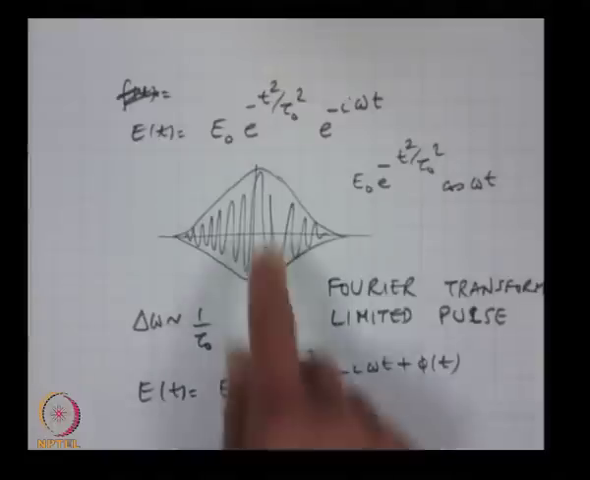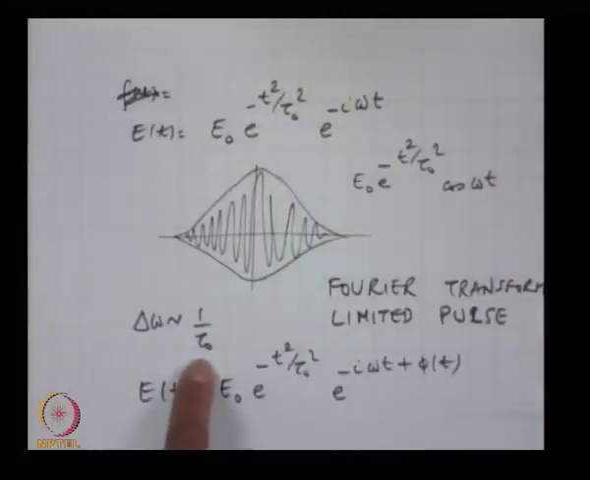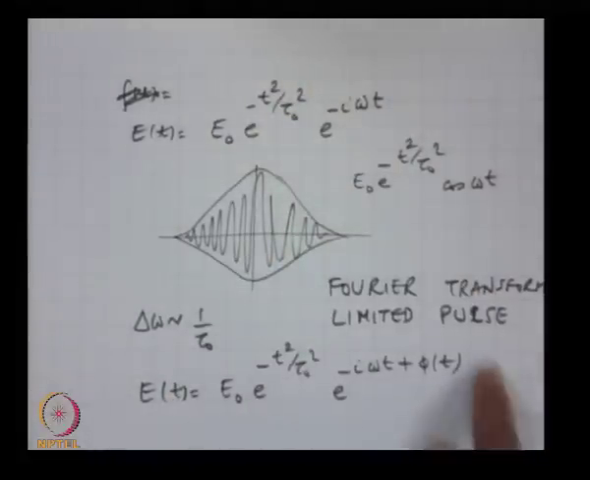If you take a Fourier transform of this, you will get a spectrum of the order of 1 by tau naught, width of the order of 1 by tau naught. If you take a Fourier transform of this, it will always be bigger than 1 by tau naught.